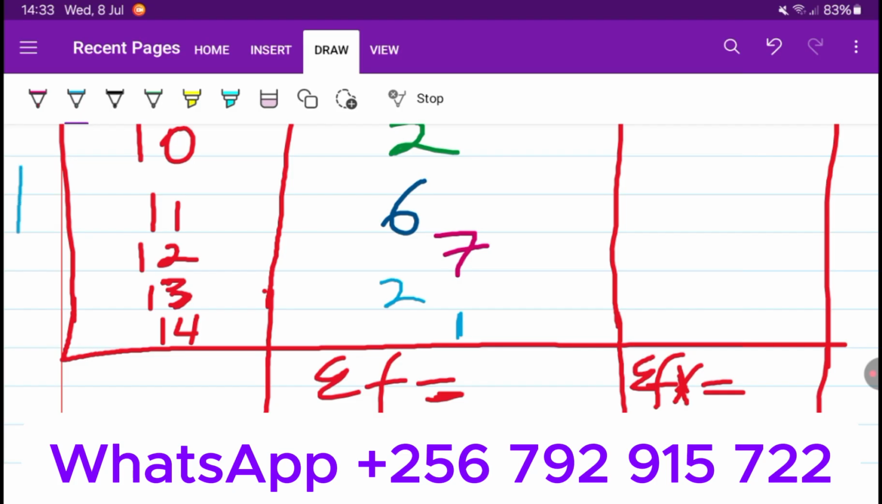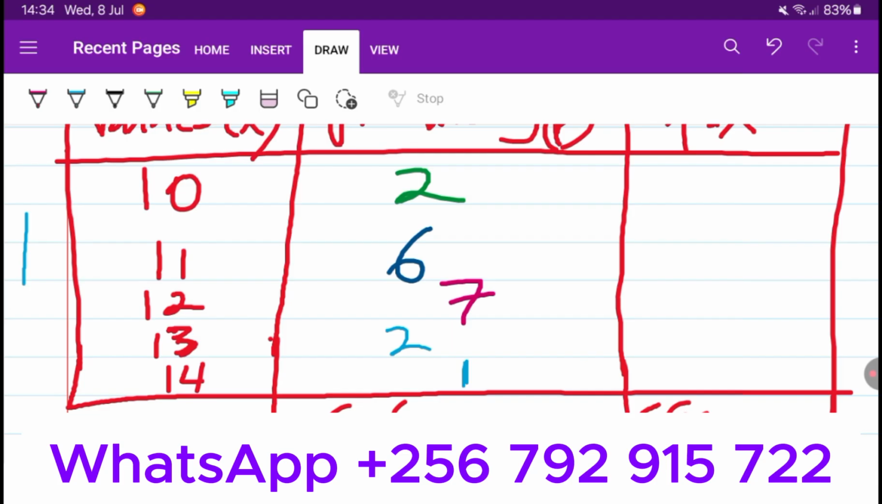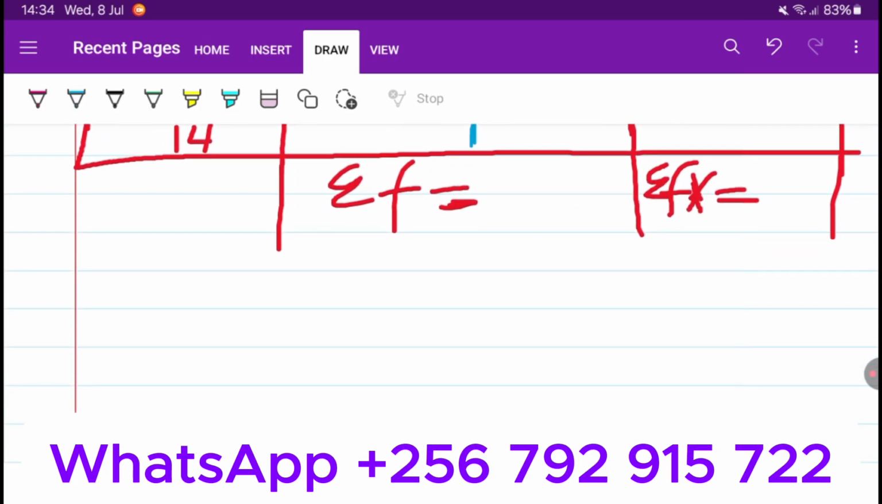Then you sum these values. You add up all these values: 2 plus 6 is 8, plus 7 is 15, plus 2 is 17, then plus 1 is 18. And when we counted those values, there were 18. So the one we have gotten here is 18.